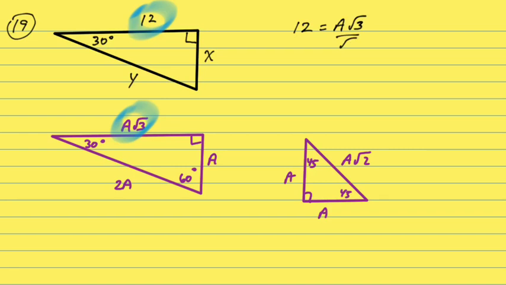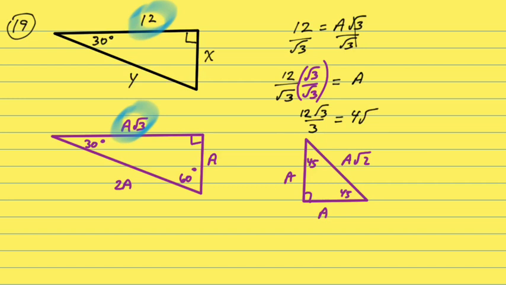To get a, I might divide by radical 3. That gives me 12 over radical 3 to equal a. Well, you can't leave radicals in the denominator, so you multiply by radical 3 over radical 3. And that makes 12 radical 3 over 3. Does 12 divide by 3? So what is the a going to correspond to here? Would that be 4 radical 3?